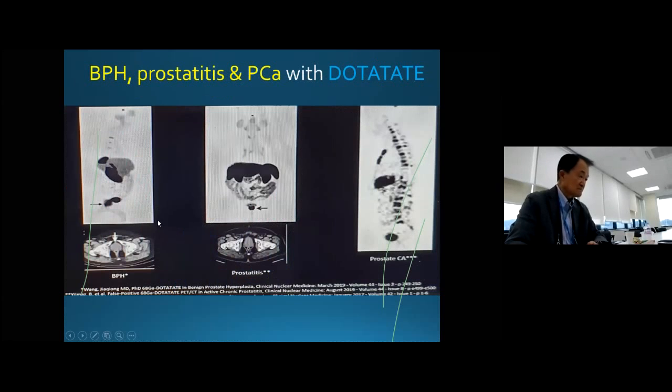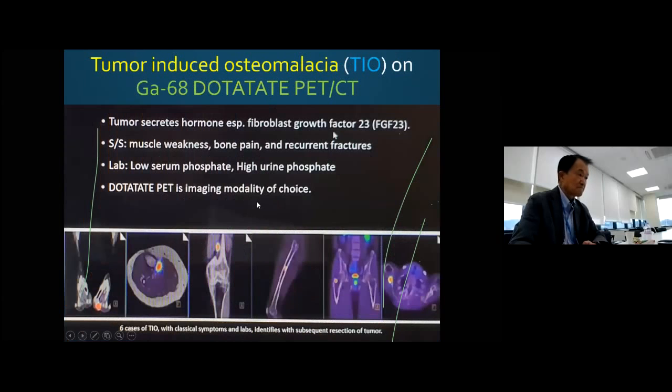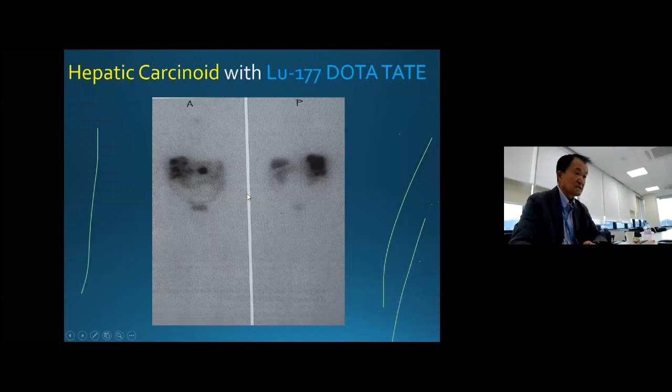So this benign prostatic hypertrophy also, prostatitis, cancer, all show. You have to correlate with the clinical, laboratory, and other things. As I mentioned, hemangioma, some blood pool, even enchondroma show some uptake. Some even osteomalacia non-specifically show. So here, carcinoid metastasis. So now lutetium 177.